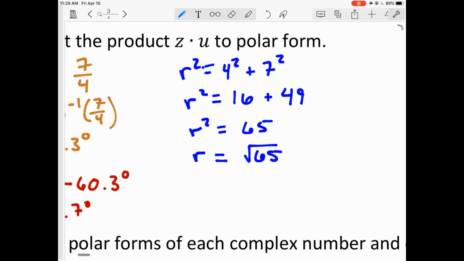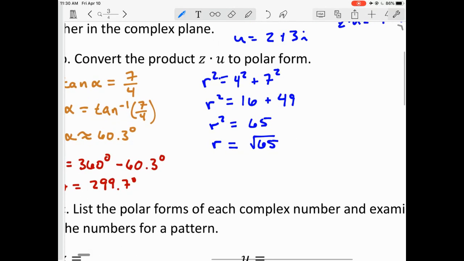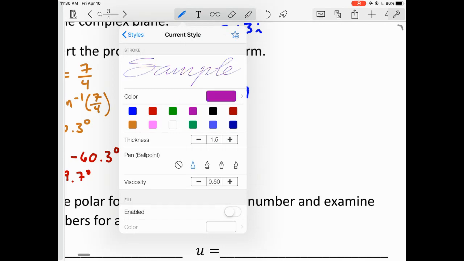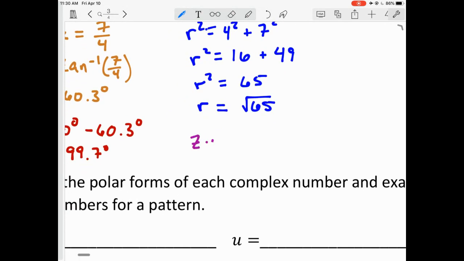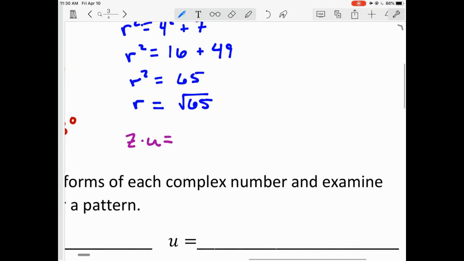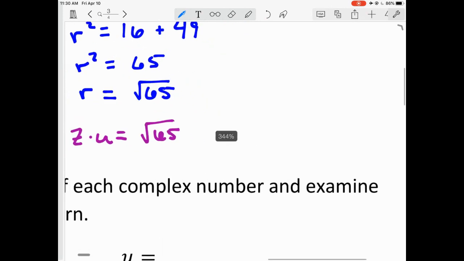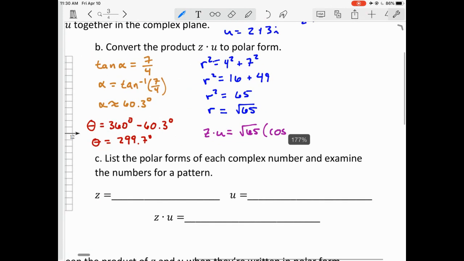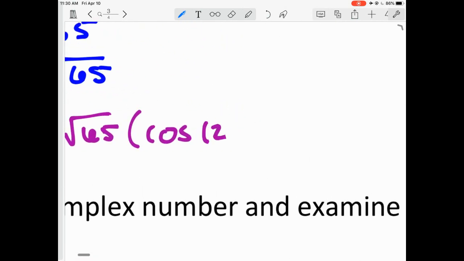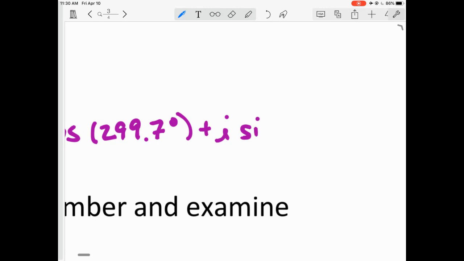65 is not a perfect square, and if I go through my perfect squares, I don't think any of them go into it. 4 does not go into 65. 9 doesn't. 16 doesn't. 25 doesn't. 36 doesn't. 49 doesn't, and so on. So we'll just leave it as r equals square root 65. Now we can finally write our answer. This number, z times u, in polar form, is r, which is square root 65, times cosine theta, which is 299.7, plus i sine 299.7 degrees.